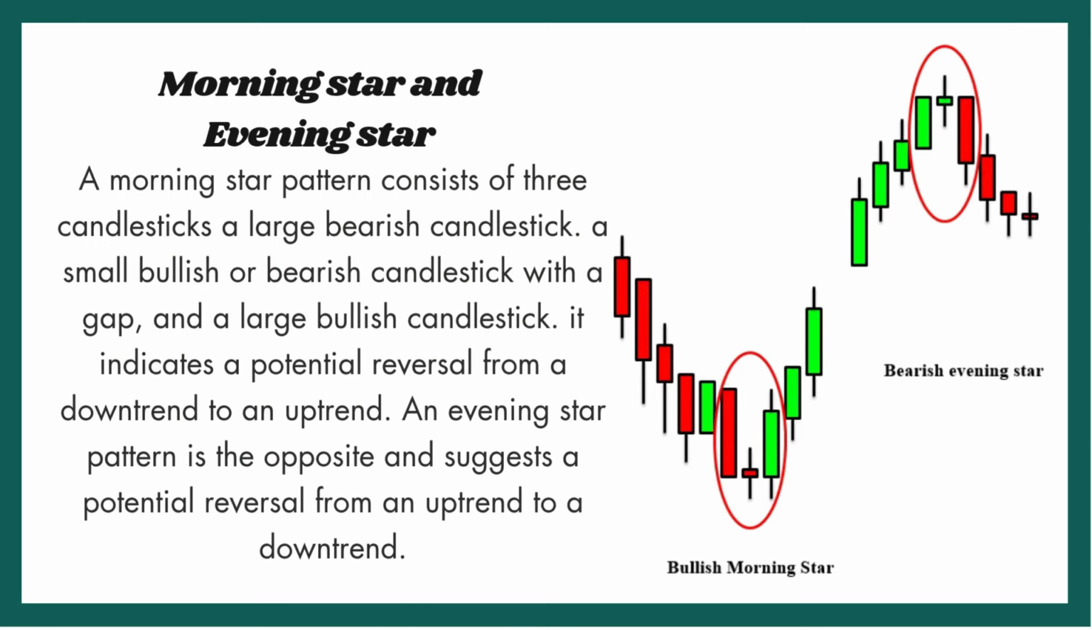Morning star and evening star candlesticks. A morning star pattern consists of 3 candlesticks: a large bearish candlestick, a small bullish or bearish candlestick with a gap, and a large bullish candlestick. It indicates a potential reversal from a downtrend to an uptrend. An evening star pattern is the opposite and suggests a potential reversal from an uptrend to a downtrend.